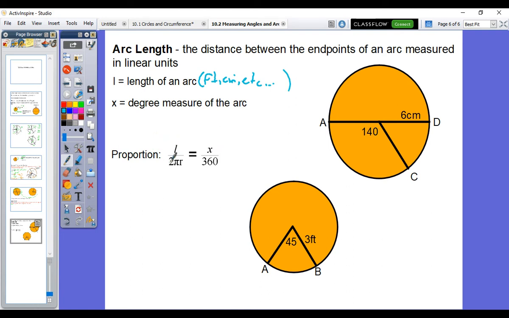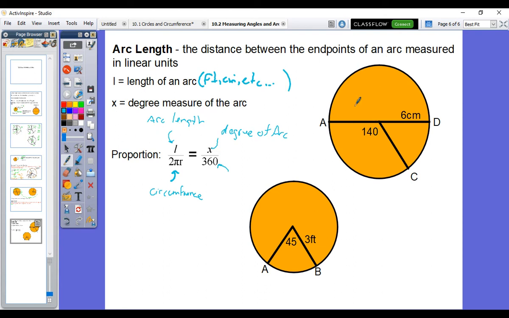So now, 2 pi r, what is that right there? 2 pi r stands for the circumference of the circle. So it's arc length over circumference equals degrees of the arc over 360 degrees, which is the degrees of the circle. So the length of the circle, degrees of the circle, the length of the arc, the degrees of the arc.